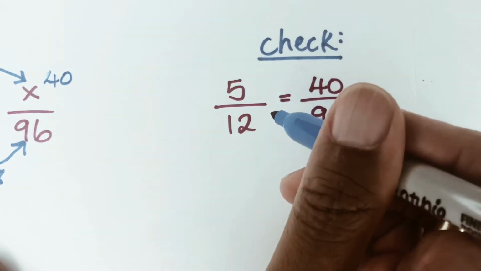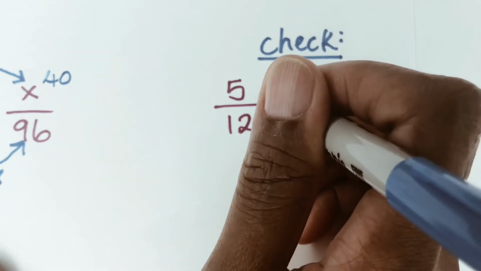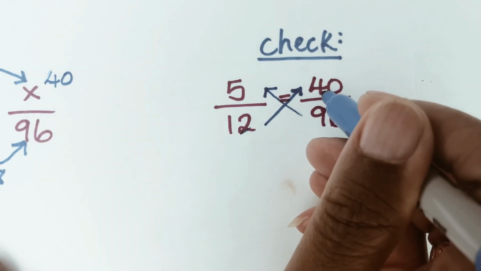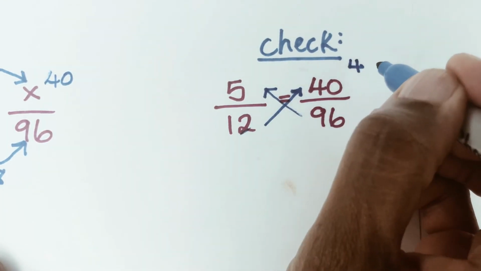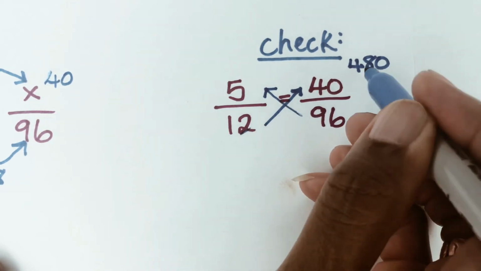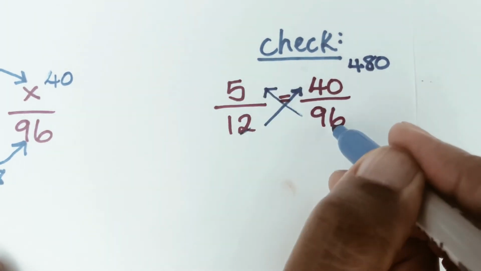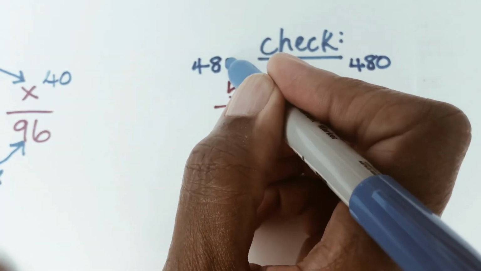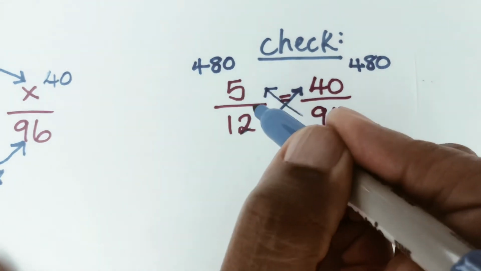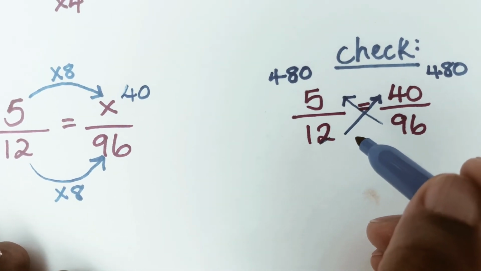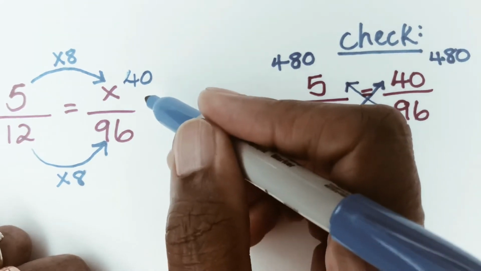And let's see what we have. If we do a cross multiplication here, like we did before, 12 times 40 would give us 480. 12 times 4 is 48 with the 0 at the end. And then 5 times 96 would also give us 480. So there you can see definitely that the value of x here is 40.